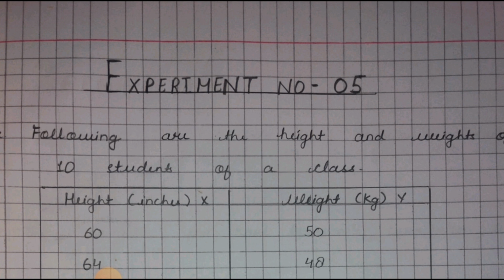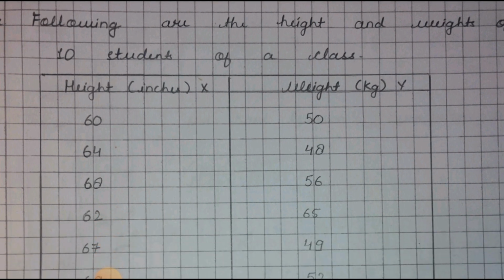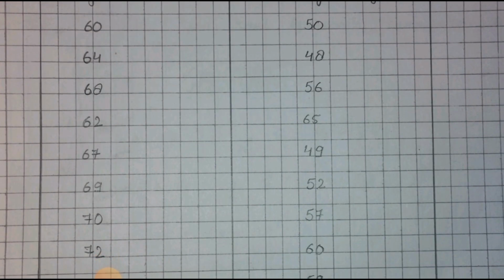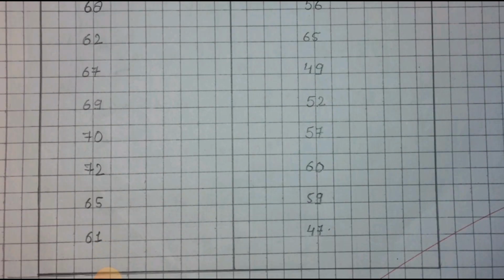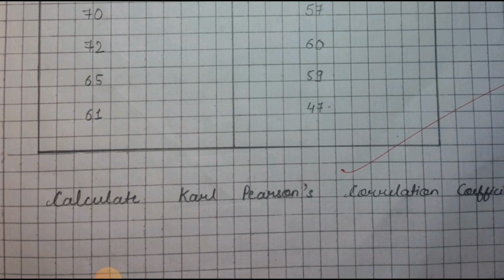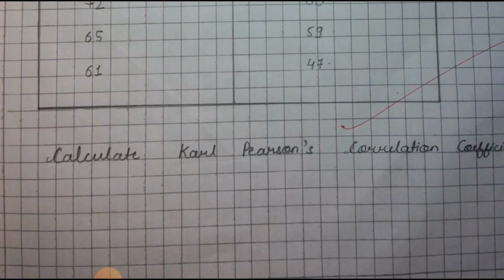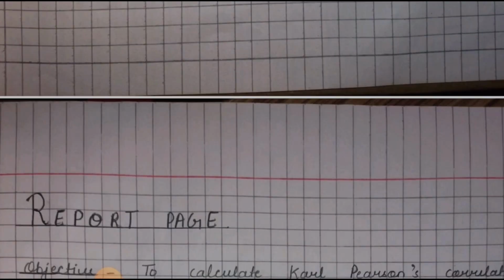Experiment number 5. Following are the height and weight of 10 students of a class. Height in inches, weight in kg. Calculate Karl Pearson's correlation coefficient.